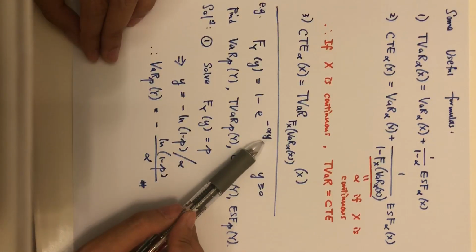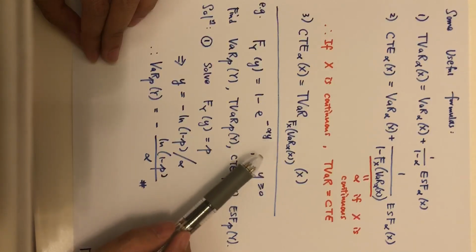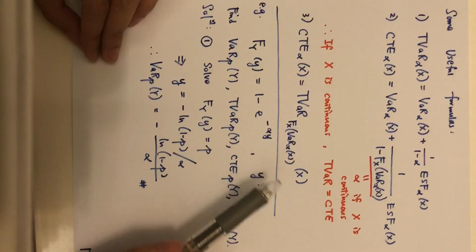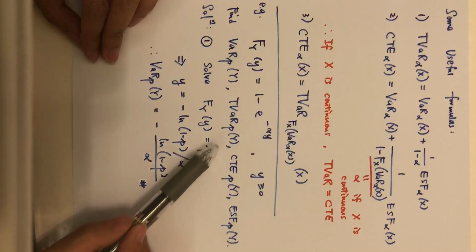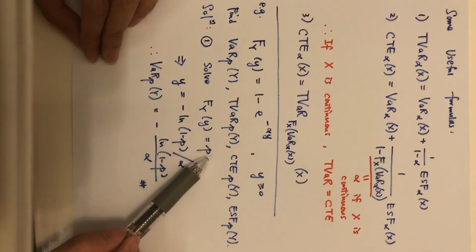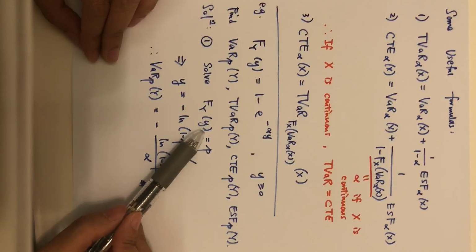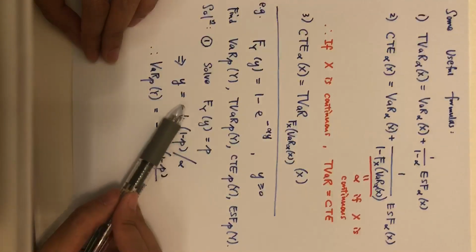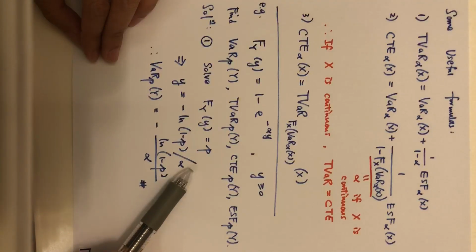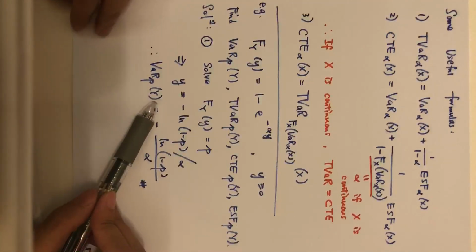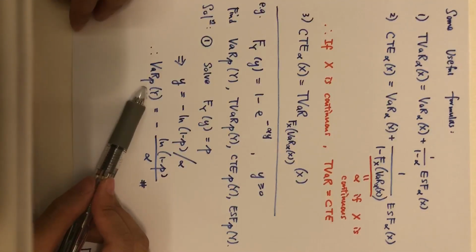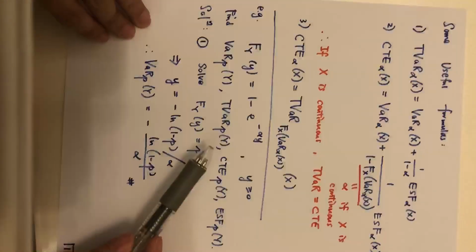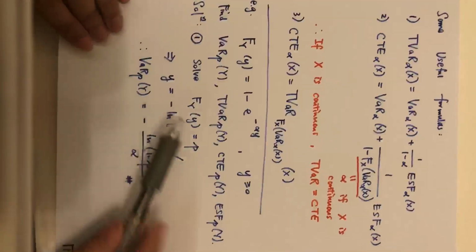First of all, we can observe that this CDF is continuous and strictly increasing. Therefore, finding VaR is very straightforward. All you need to do is to solve an equation like this. You set the CDF to the probability level p, and then you solve for y. We set this to p, solve for y, and we get this expression. This is exactly the value at risk of the variable Y at level p. So now we know how to find VaR.